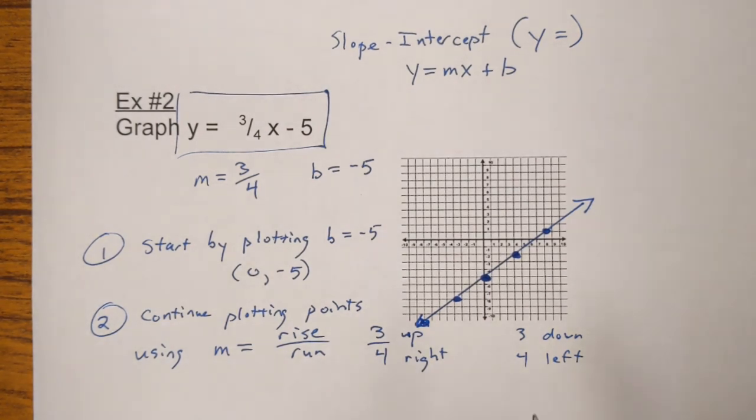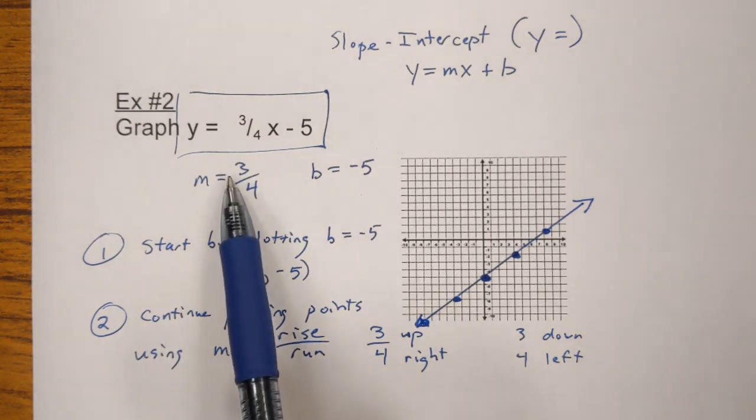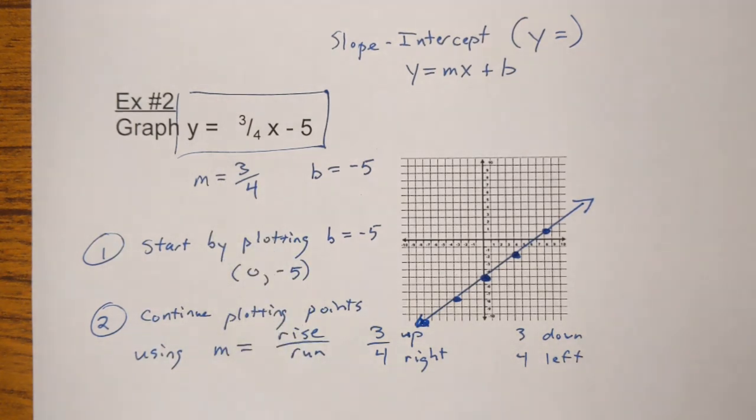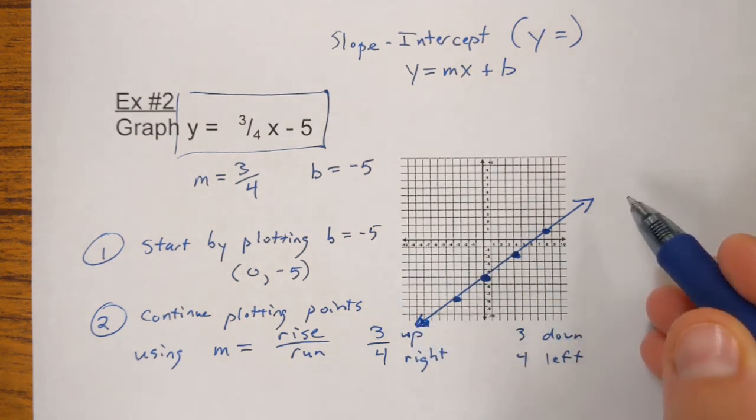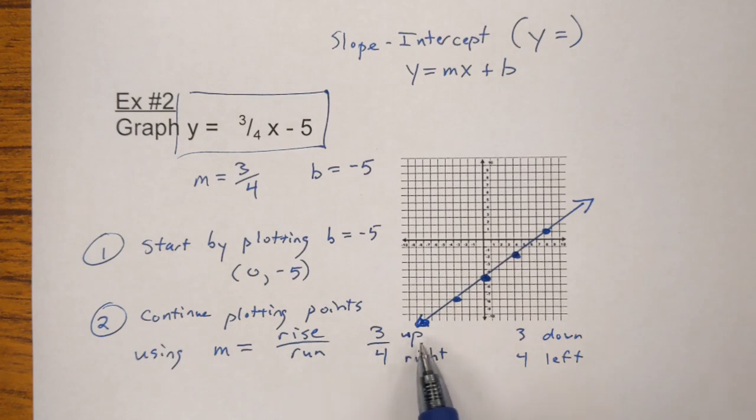Now a quick note about the slope here. You'll notice our slope was positive. This fraction 3/4 is positive. Positive slopes will always go uphill from left to right. And so we see that a positive slope does mean up to the right.